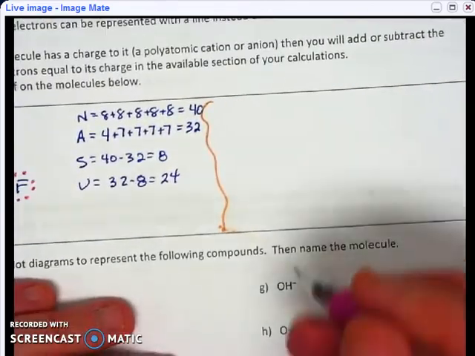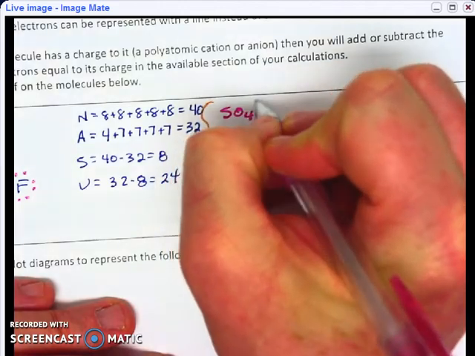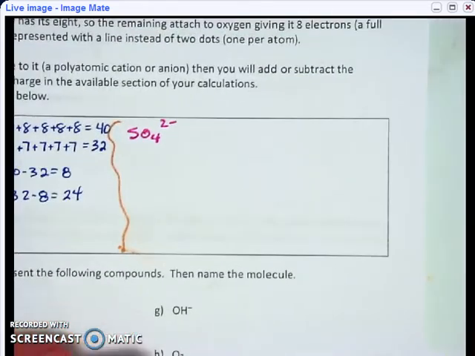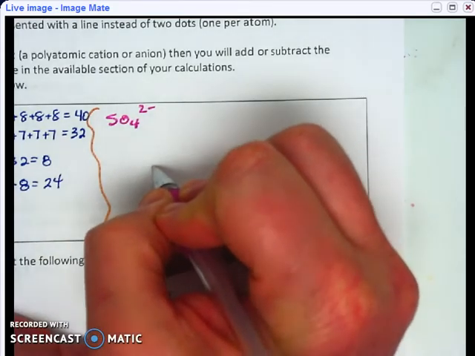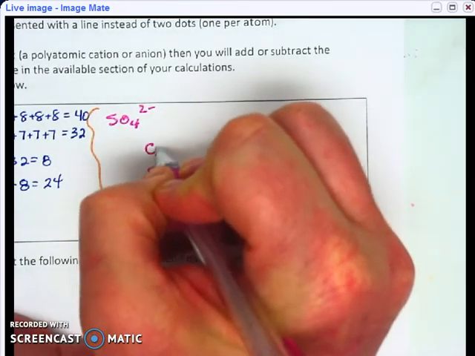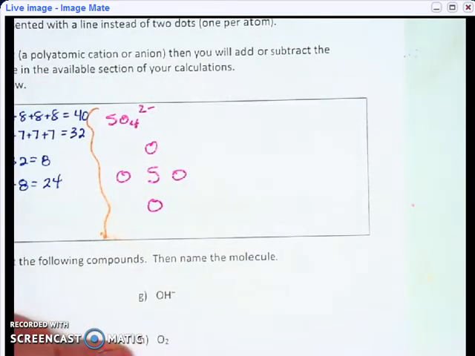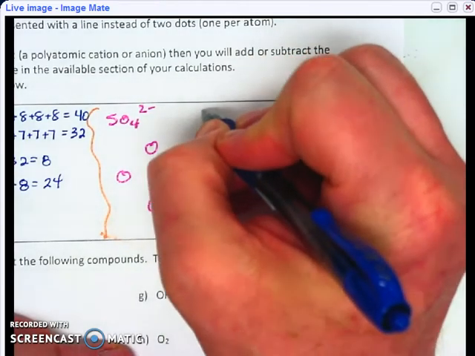Okay, and then the last one, let's try a polyatomic ion. We'll try SO4. Got a -2 charge. So which one do you think would be in the middle? Just looking at it. Sulfur, right? I mean, it's alone, it's all by itself, right? So sulfur, and then again, we put our 4 oxygens around the outside. I wish this was a lot more different than it is, but it works out.